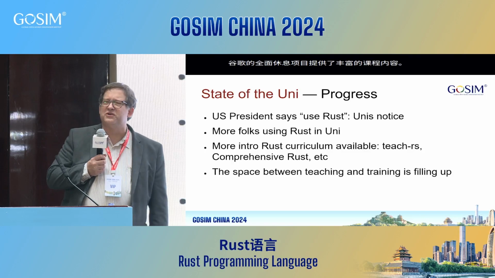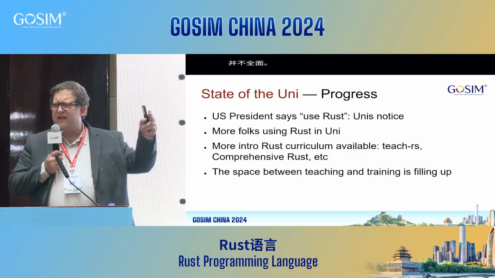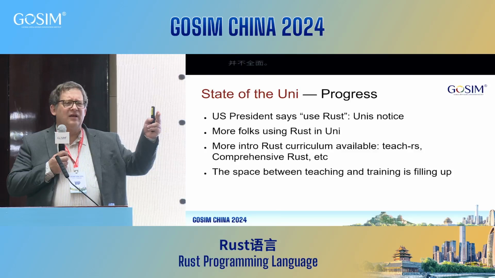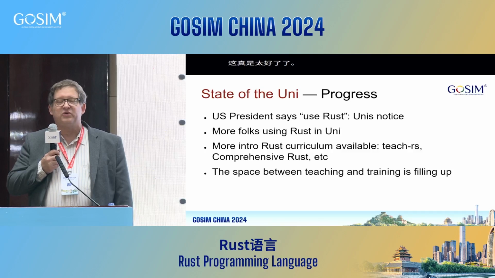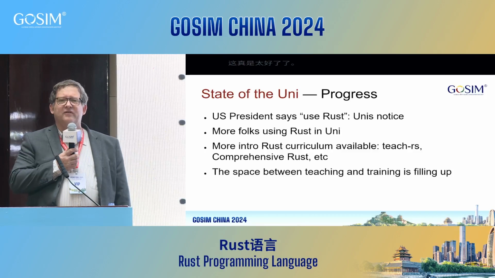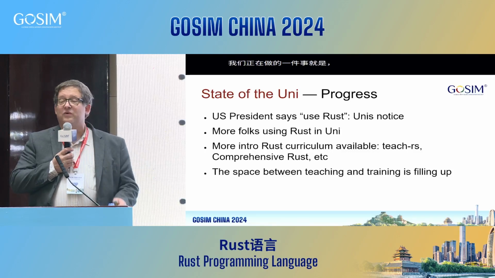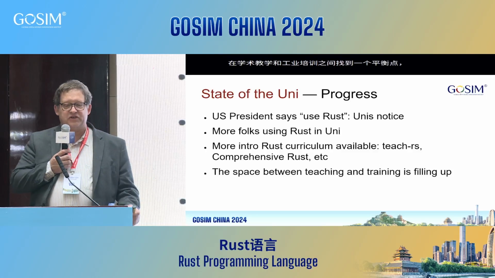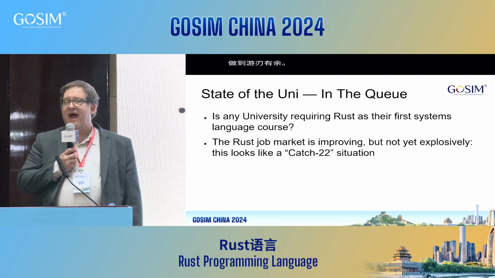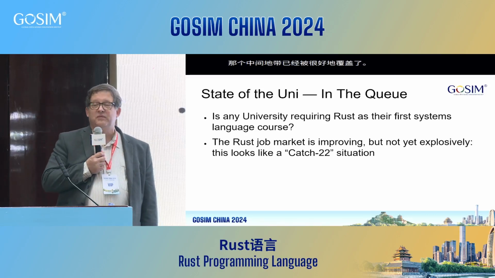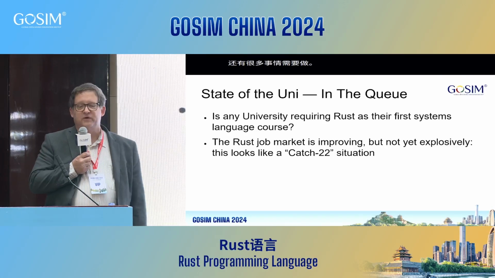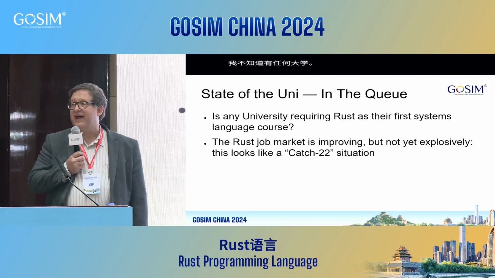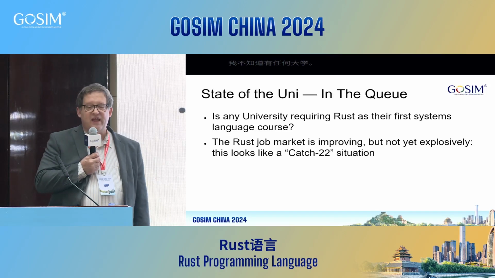One of the things we're doing is being good at hitting that middle ground between university teaching and industrial training. That middle space is pretty well covered. And I think that's great. I think we're actually in surprisingly good shape. There's still things to do. I don't know of any university, maybe there is one, but I don't know of anybody who requires Rust of their computer science students as their first systems language. I think we'd like to see that, but I don't think it's there yet.